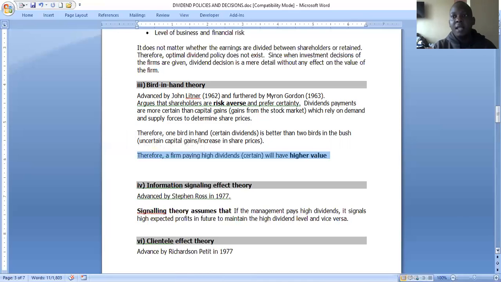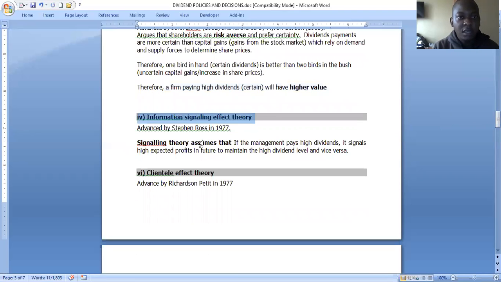And then we have the fourth theory of dividend decisions, that is information signaling theory, the signaling theory of dividends. According to the signaling theory, it assumes that if the management pays high dividends, it signals high expected profits in the future to maintain the high dividend level, and vice versa. And vice versa is to say that if a firm pays low dividends, it signals low expected profits in the future. So in this case, the firm is signaling its future earnings expectations.